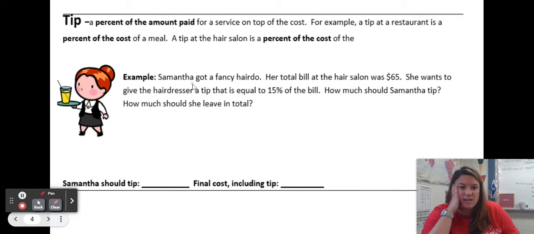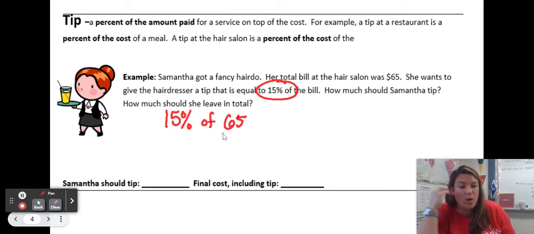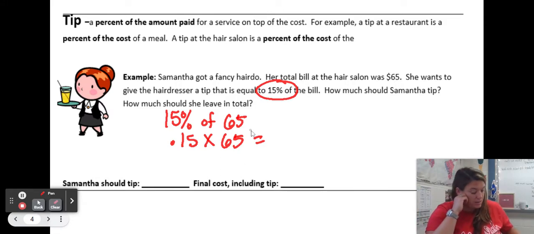So Samantha got a fancy hairdo. Her total bill at the hair salon was $65. She wants to give the hairdresser a tip that's equal to 15% of the bill. So how much should she tip and how much should she leave in total? So I want to find what 15% of $65 is, because she wants to tip 15% of how much she's paying to get her hair done. So I'm going to turn this into a decimal and multiply it by my amount to get this.